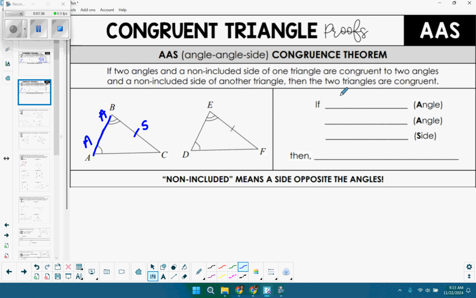So in this case, we have angle A congruent to angle D, angle B congruent to angle E, but instead of the side between them, we now have segment BC congruent to segment EF. And that is what would make triangle ABC congruent to triangle DEF.